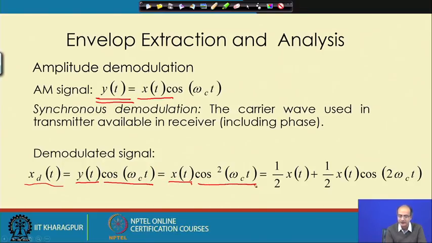By replacing y(t), we get a term involving x(t), and another term involving cos squared omega_c t. The cos squared term can be represented in terms of two parts, one constant and the other cos 2 omega_c t. So, in the signal x_d we have two parts, one at the baseline and another modulated at twice the carrier frequency. Now, if we do low pass filtering to remove this part, we are left with a scaled version of the signal of interest, x(t), only a scaling has come. That is the way we can get the demodulated signal using synchronous demodulation.